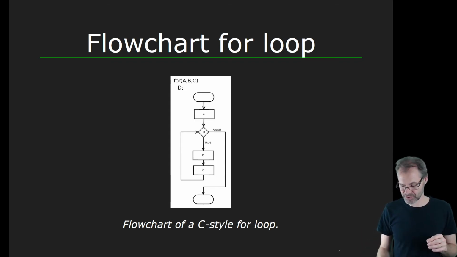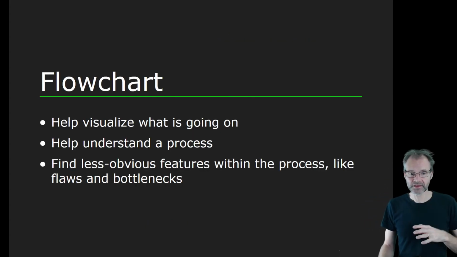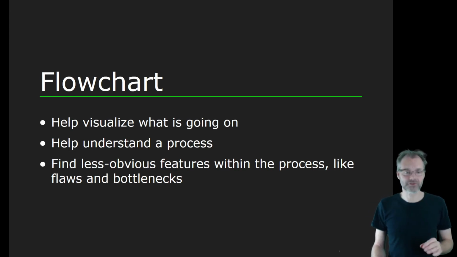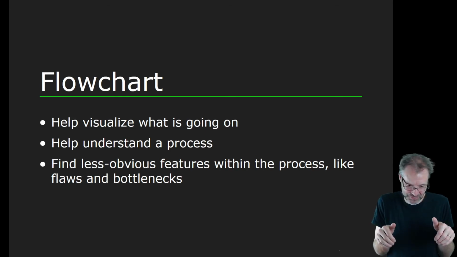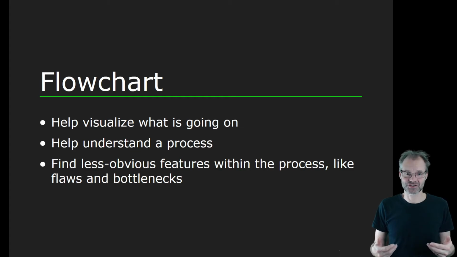So this is a flow chart just for explaining how a for loop works. The flowchart is there to help us visualize what's going on, and to help us understand some kind of process. It can also help us find less obvious features within the process, like flaws and bottlenecks. And these we usually find when we go a bit deeper into the process of solving a task, and the flowchart will help us do this.